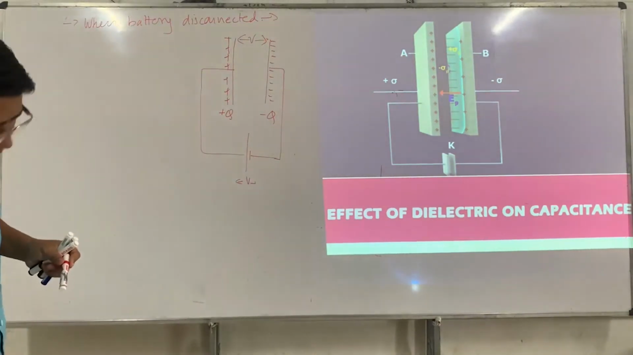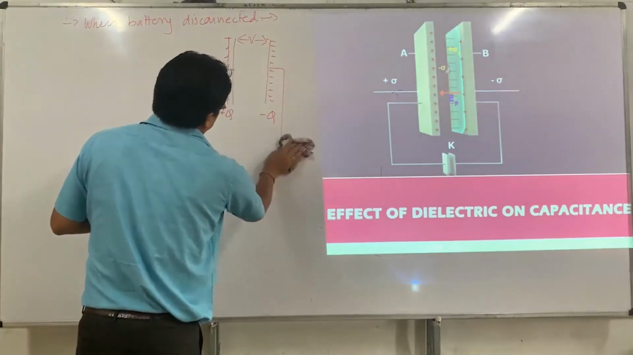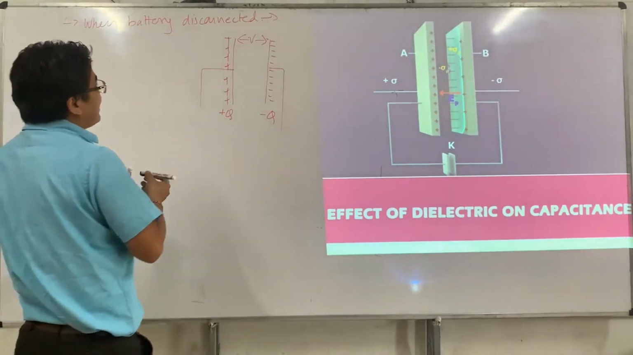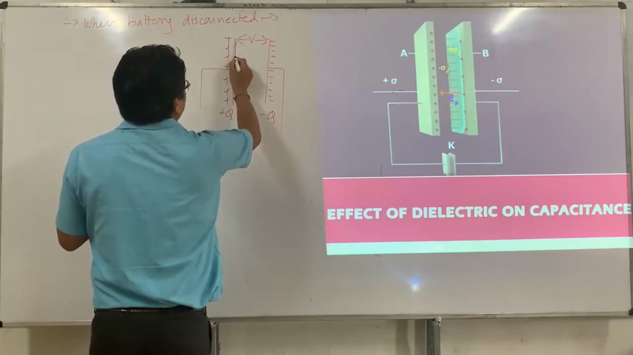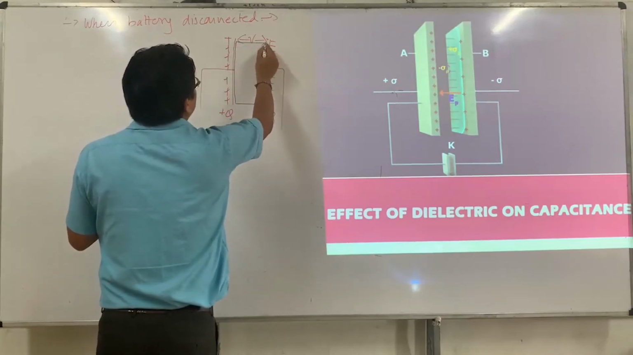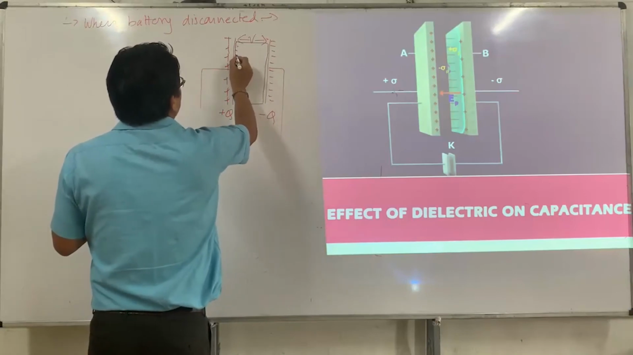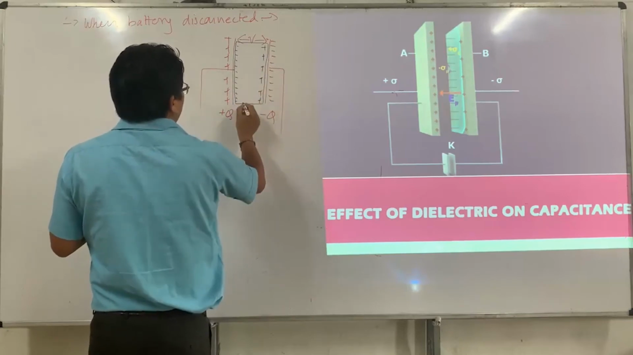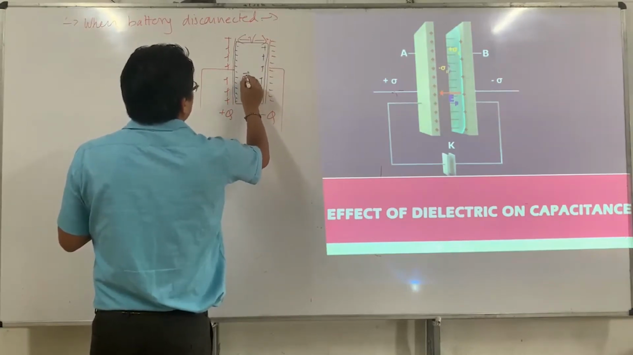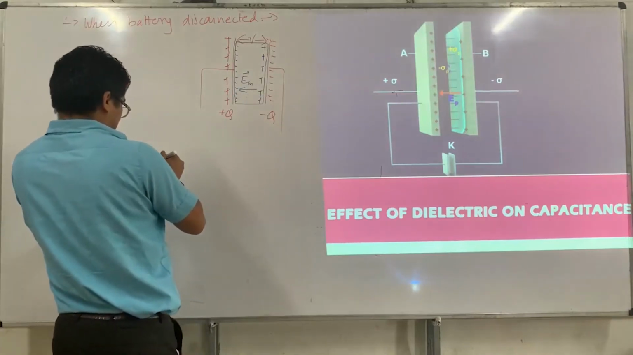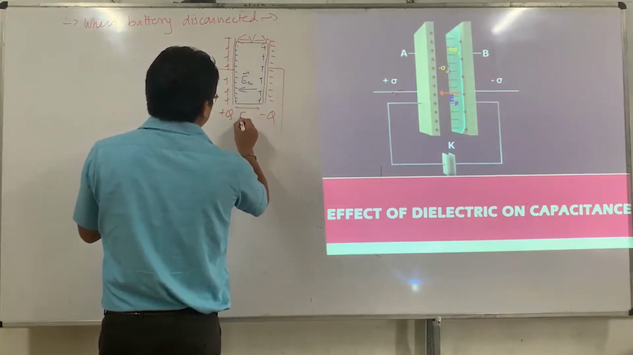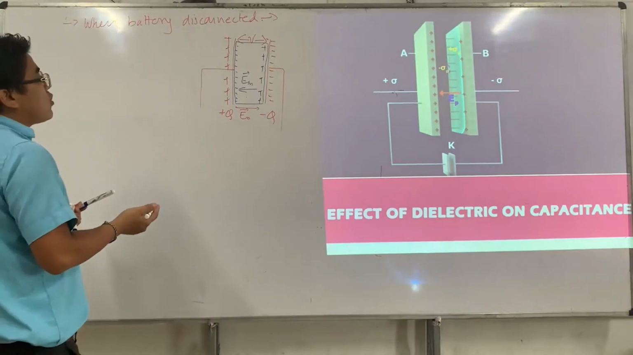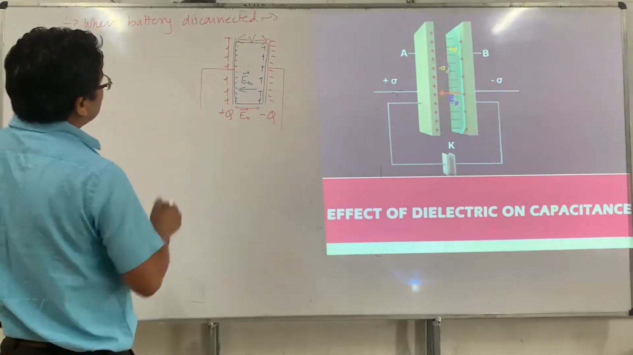Now what I did is I removed this battery, disconnected the battery, and then I inserted a dielectric. Now when I insert a dielectric, you will find a negative charge surface, a positive charge surface, and you will have an induced electric field. The induced electric field is in these directions, and the external electric field is in these directions. So now the electric field is going to decrease.